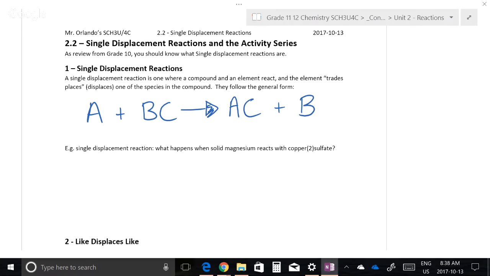You need to, but you don't have to. Not sulfate, not sulfate. Excellent. Good. You got magnesium. Copper 2 sulfate.